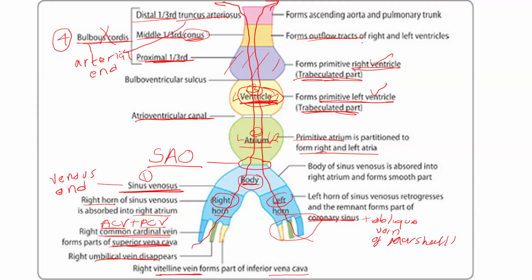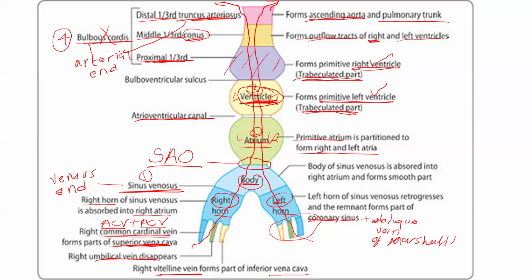So the smooth parts of both the right and left ventricle. On the right side, it will give rise to the conus arteriosus or the infundibulum. On the left, it will give rise to the aortic vestibule. And then the distal one-third of the bulbous cordis, which is known as the truncus arteriosus, is the one which gives rise to the ascending aorta and the pulmonary trunk.